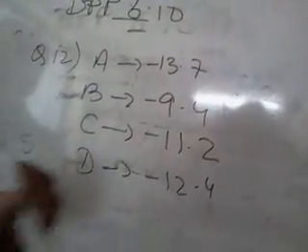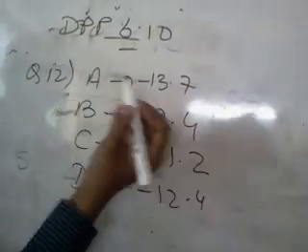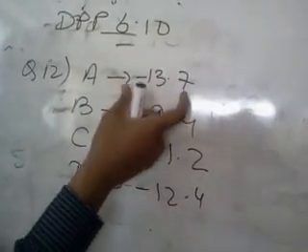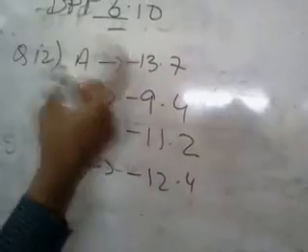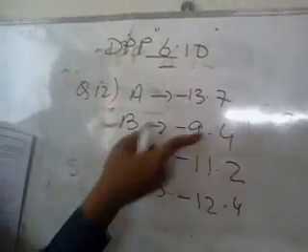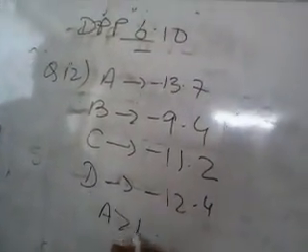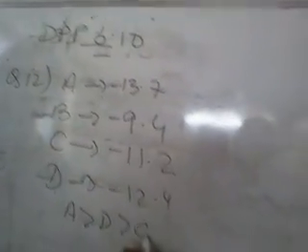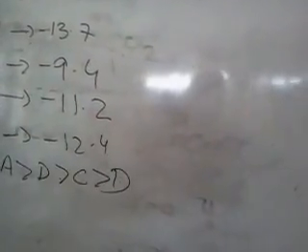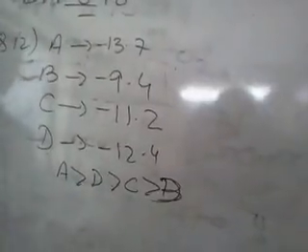I have stated in class also, your teacher might have stated in class, that heat of neutralization is maximum for strong acid. So A will be the strongest acid of them, because A is having the maximum heat of neutralization out of these four. It will be followed by D, which will be followed by C, and that series will be trailed by B. So this will be the order.